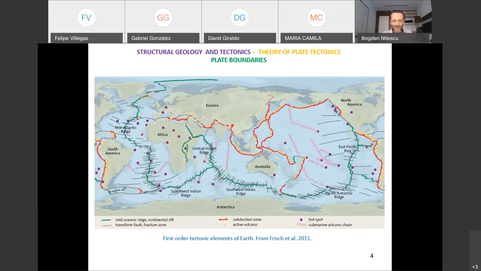Just the third type of boundary, the transform fault, and here it says transform fault fracture zone in the legend. They look to you like fractures. The part that we call fault, which is like a strike slip fault, is only a segment that is active. The rest is a fracture. But as you can see, basically they link different segments, in this case, of the mid-ocean ridges. That's one case. Now, you have a very famous transform fault and a conservative boundary here in California, for instance, called the San Andreas Fault. Another famous one, you see it here in Turkey, is the North Anatolian Fault. We'll talk about them. So it's just our first introduction.